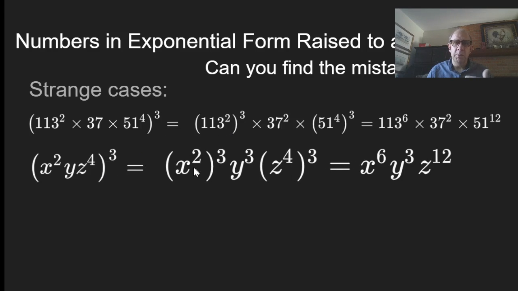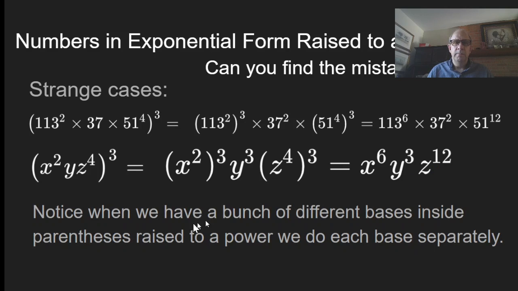Then I did the part where I multiplied the powers. So 3 groups of 2, x squared cubed, is x to the 6th. y cubed is just y cubed. And 3 groups of z to the 4th, that would be z to the 12th. So basically, we're just raising to the power, doing each one separately. So it becomes nice and easy to follow what's happening.